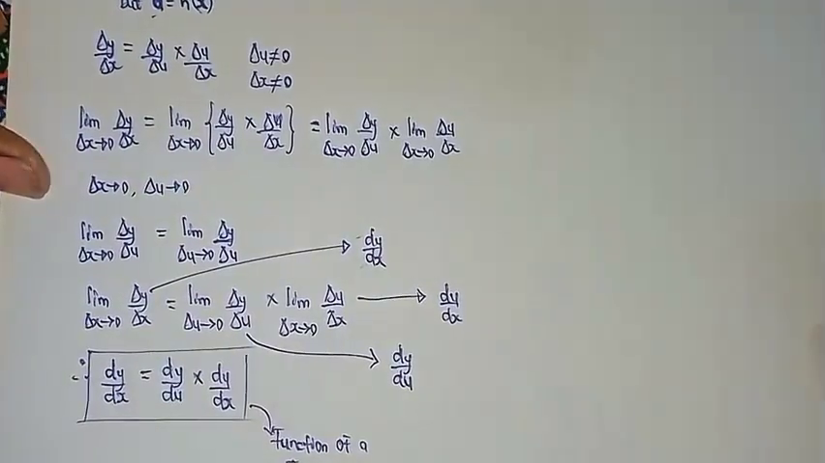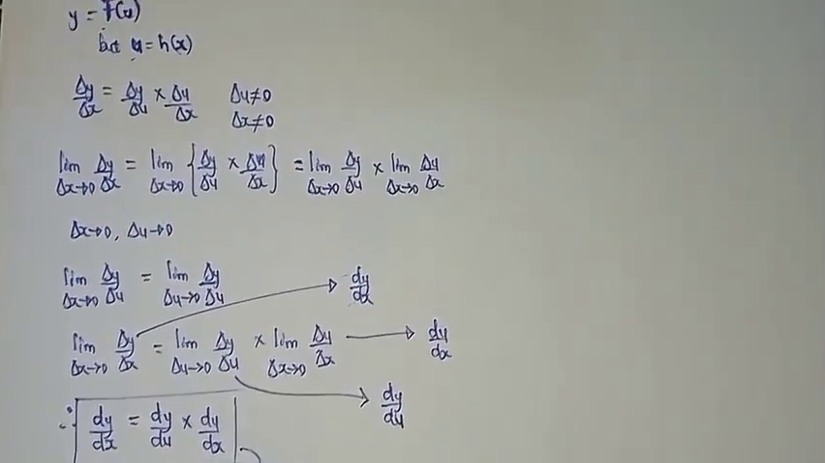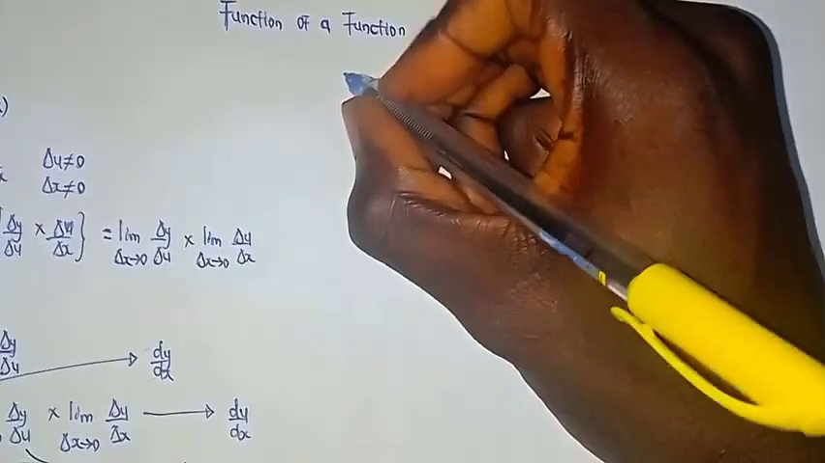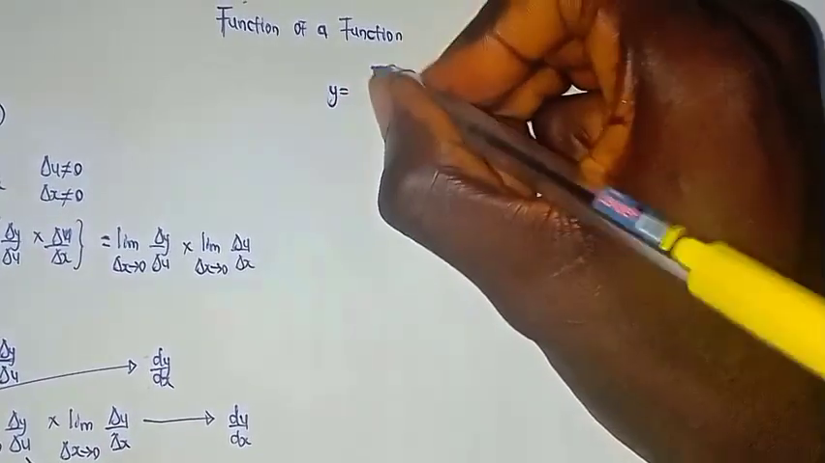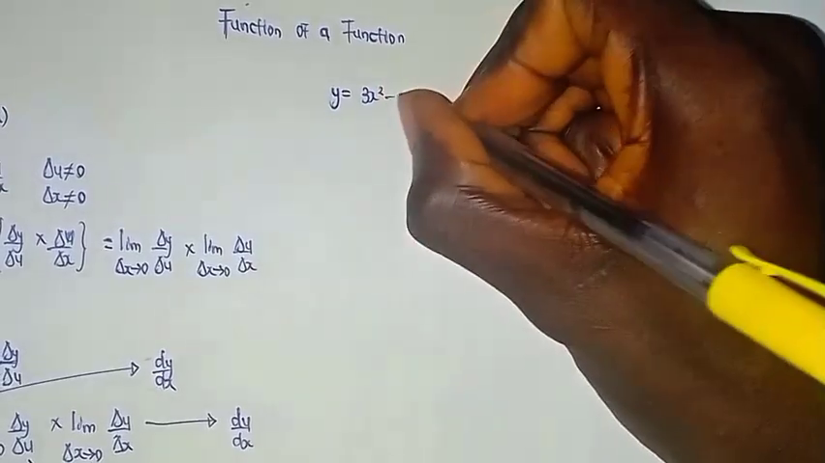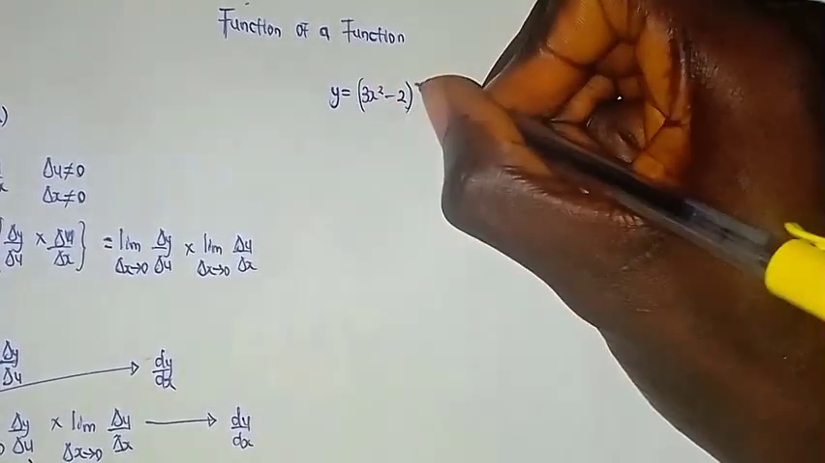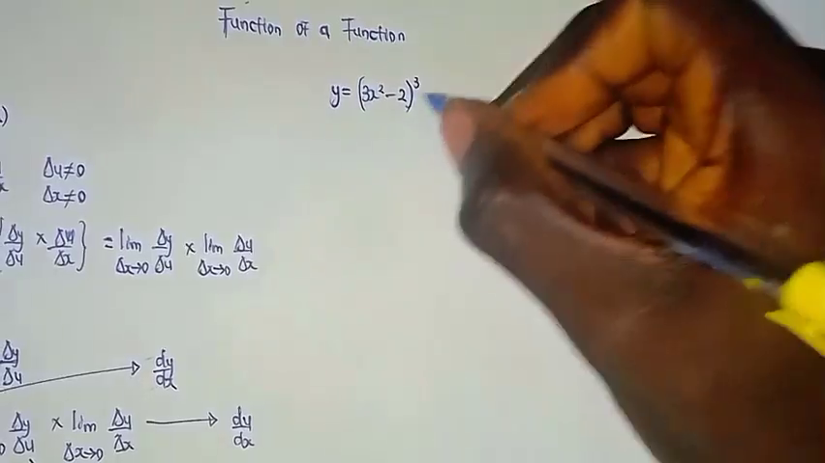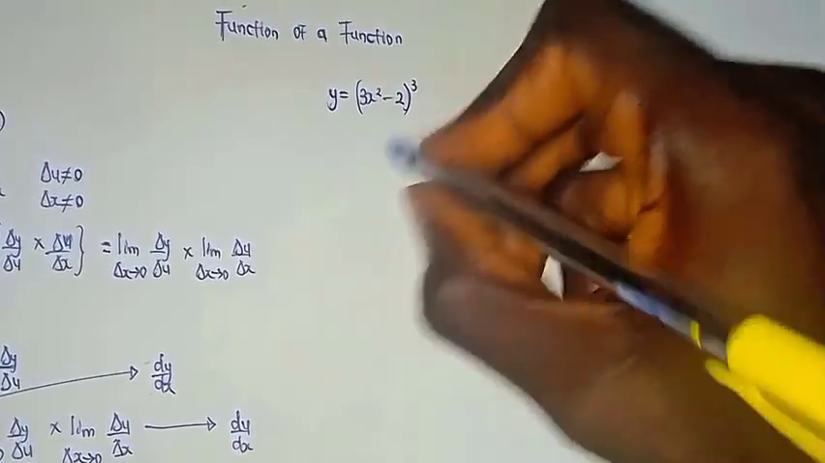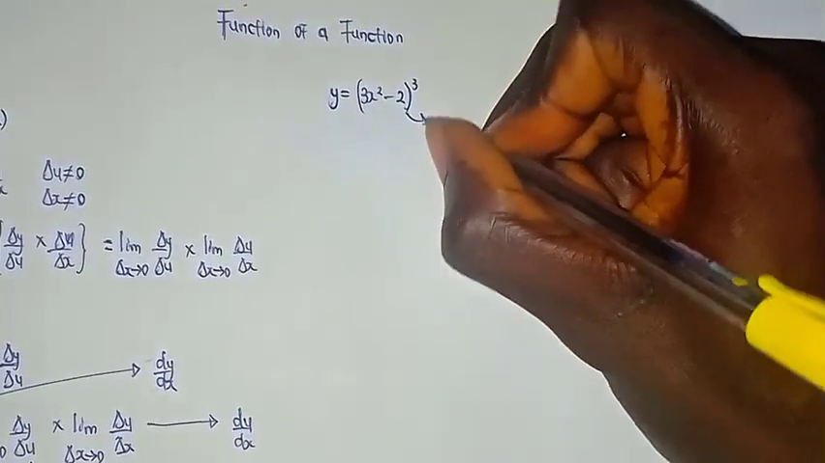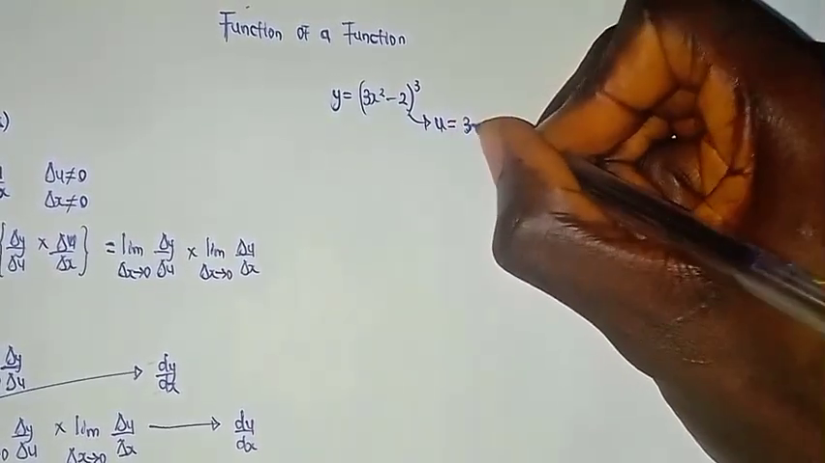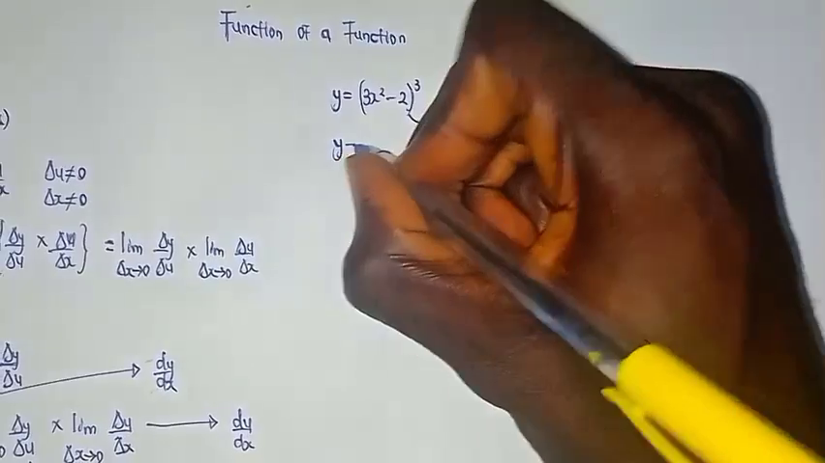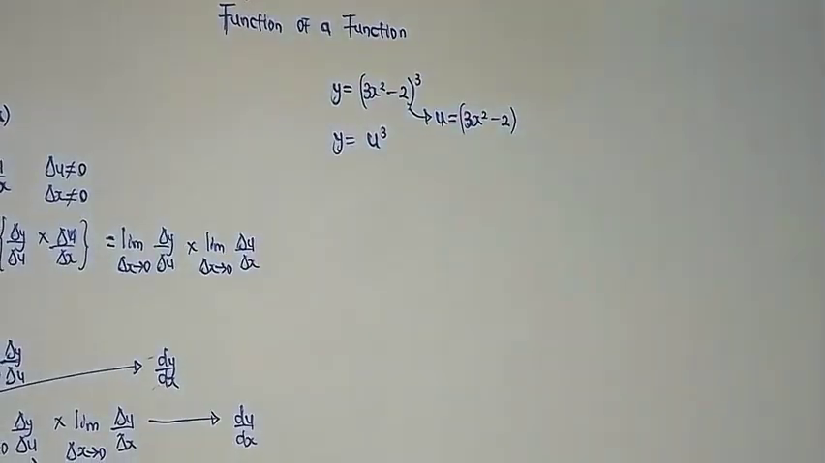Okay, so let's look at some examples. Okay, so let's say we have an equation or a function y is equal to 3x squared minus 2 raised to the power of 3, right? Now, this is a typical example of a function of a function, right? So, solving this, we can see that let u be equal to 3x squared minus 2, right? That means y will be equal to u raised to the power of 3, right?